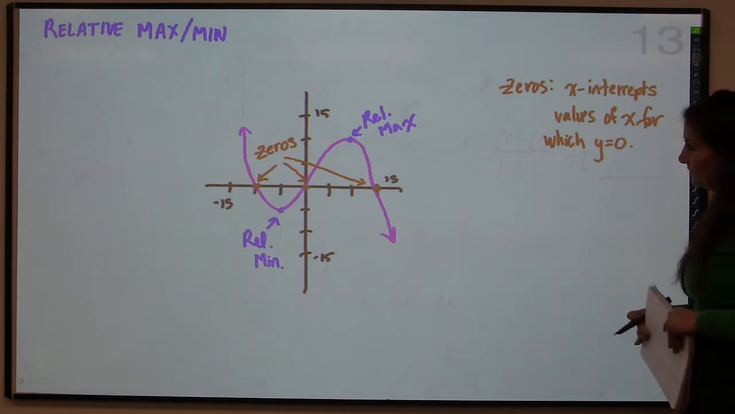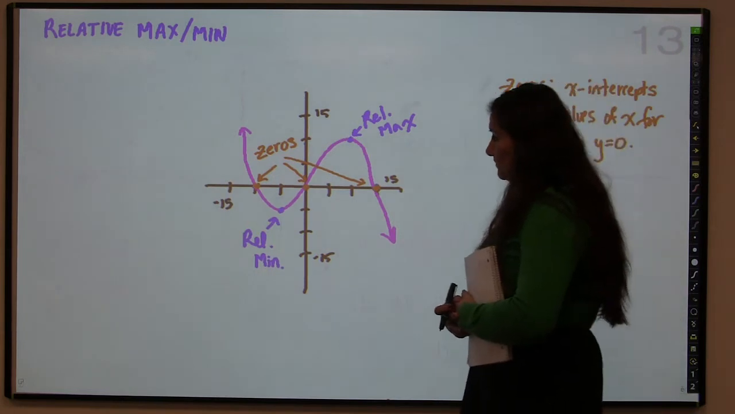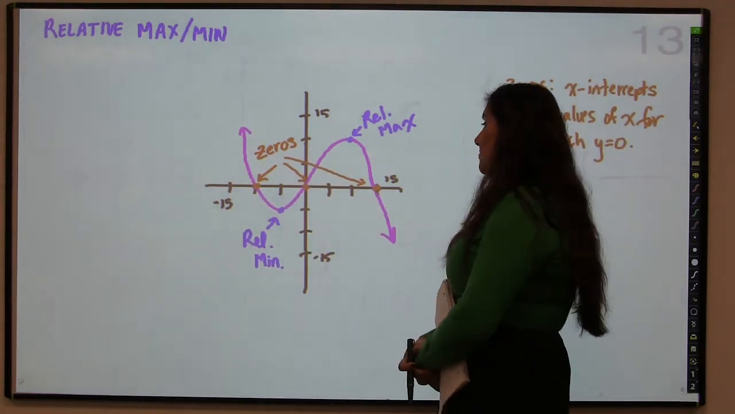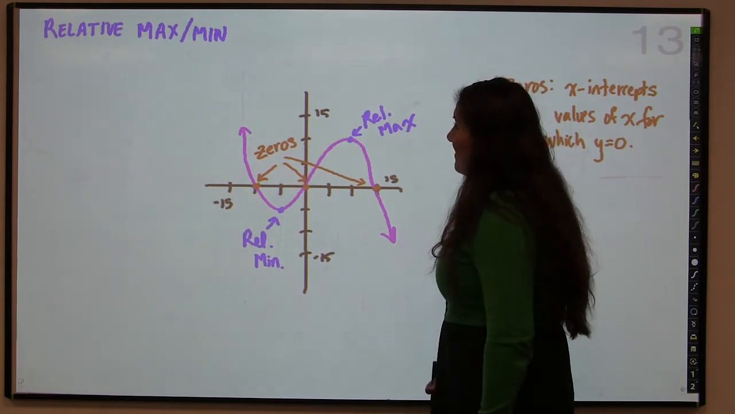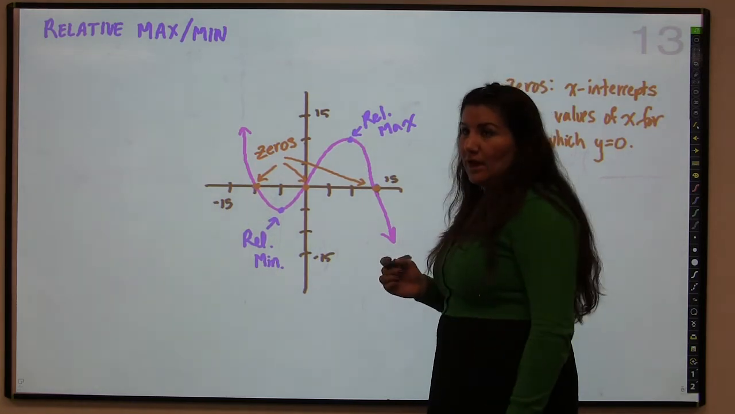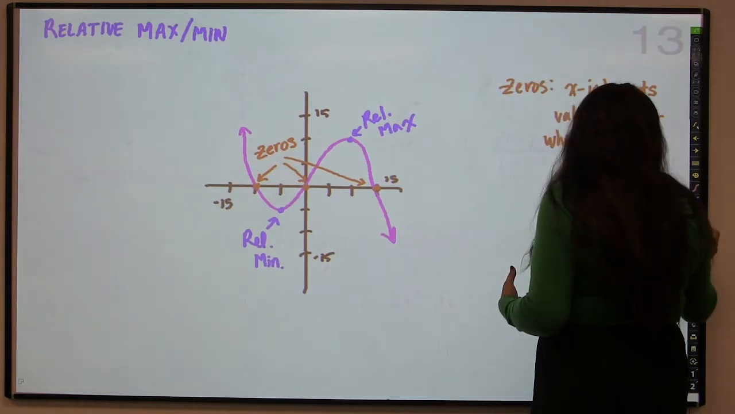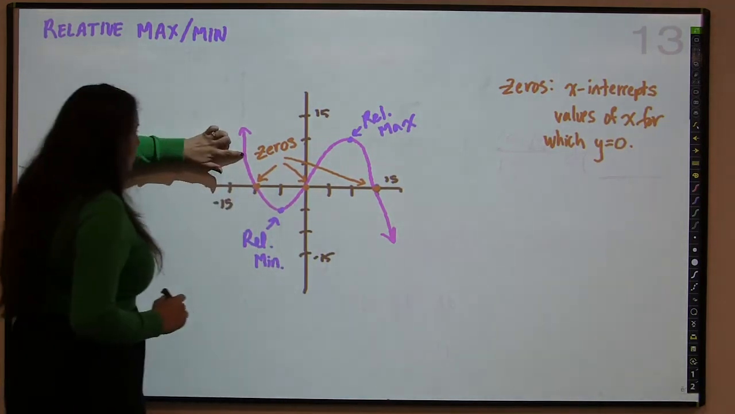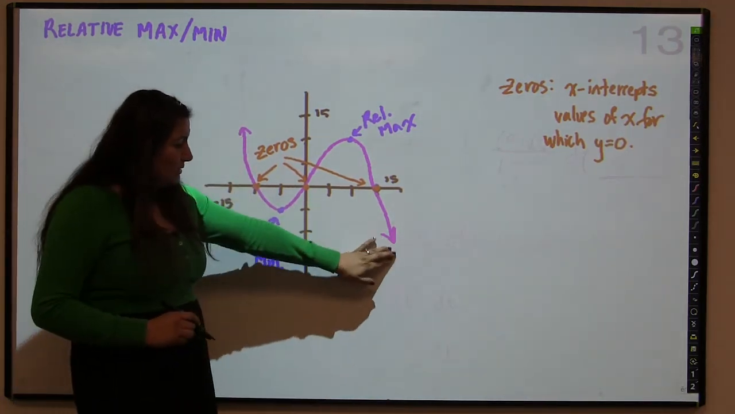Okay, the next thing we're going to do is talk about relative max and mins and zeros. Here's a little diagram for you. This is a cubic function. It doesn't have to be a cubic function, but this is a cubic function. And I just want to show you what a relative max and min is. A max is basically the highest point on the graph within a certain area. In other words, we understand that this graph is going to continue to go up, up, up, up. That's what the arrow indicates. This arrow indicates it's going to go down, down, down.